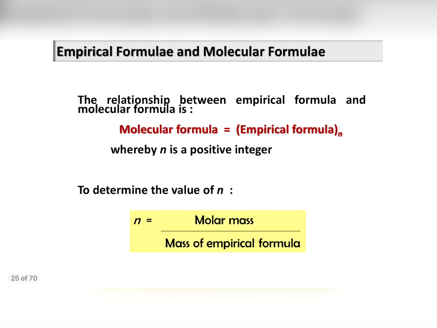Okay, so the relationship between empirical formula and molecular formula is, molecular formula is equal to empirical formula times this n. So n, it is a positive integer. So n ni dia macam perkali lah. Okay, so how to determine this value of n? We can use this formula, n equals to molar mass divided by mass of the empirical formula.